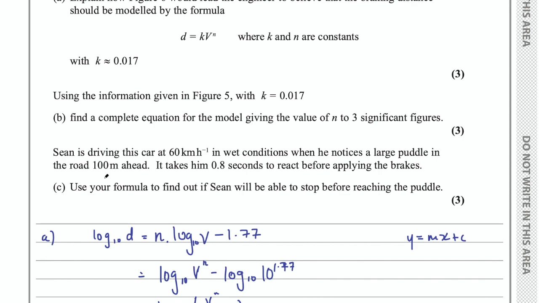Part C says, Sean is driving his car at 60 kilometers per hour in wet conditions when he notices a large puddle in the road 100 meters ahead. It takes him 0.8 seconds to react before applying the brakes. Use your formula to find out if Sean will be able to stop before reaching the puddle. For this, we're going to have a distance before he hits the brakes and then the stopping distance after he hits the brakes.